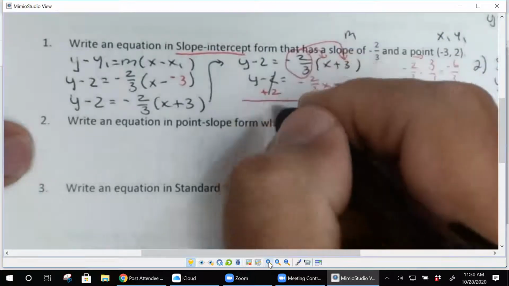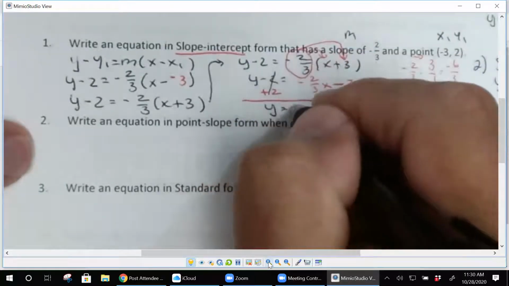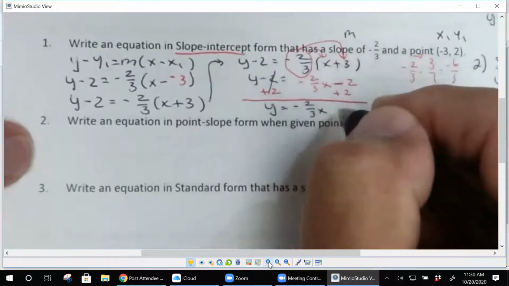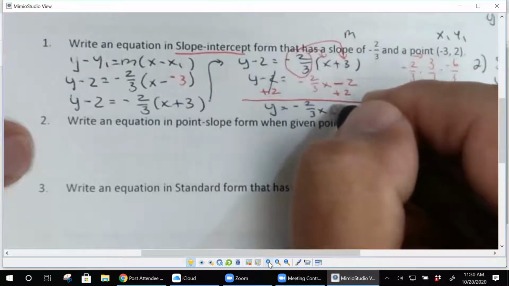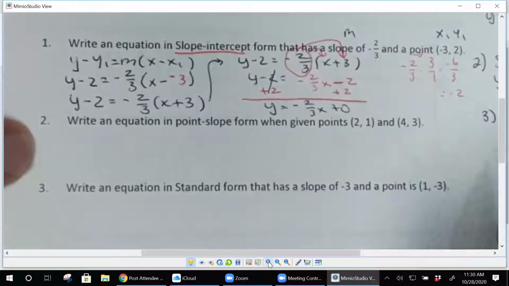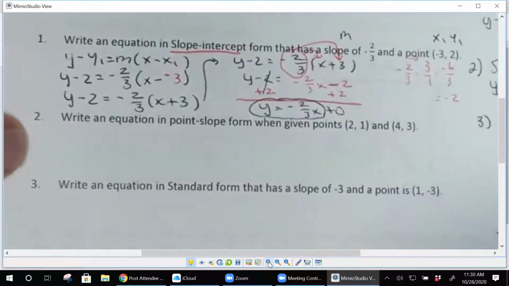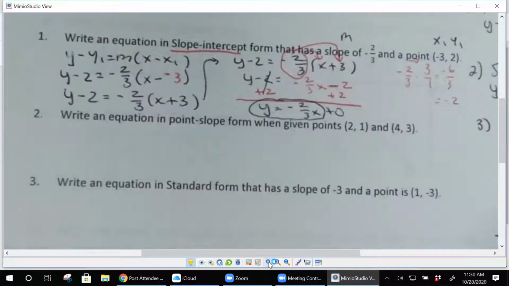These will cancel out because it's a 0 pair. So you've got y equals negative 2/3 x. This is also a 0 pair. We can put plus 0 here if you want to, but we don't have to. You'll see it more like this is the answer than anything. So this right here really is my answer: y equals negative 2/3 x. So that's how you do that one.